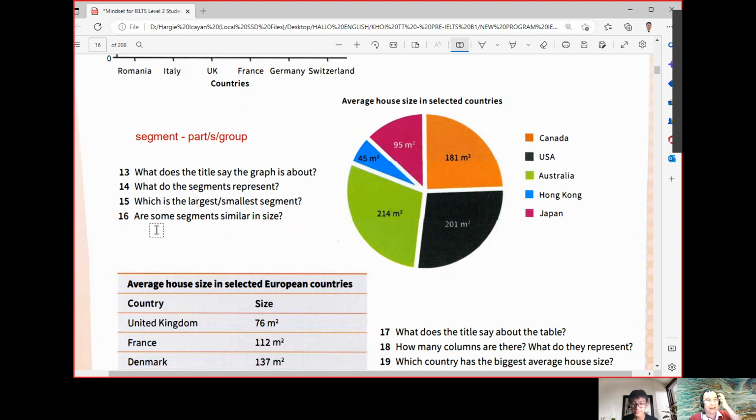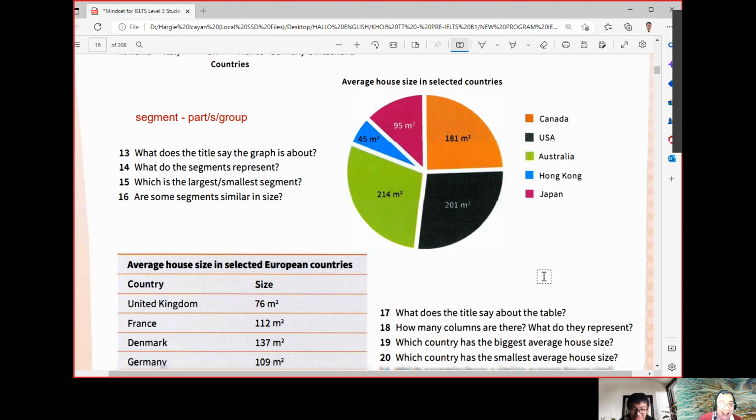Next, number 16. Are some segments similar in size? Yes. What countries have similar sizes? USA and Canada are approximately similar. Actually, Australia and USA. So roughly USA and Australia would be similar in size. And that's it. See? So you are now able to interpret them.